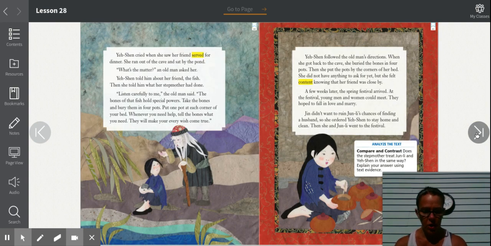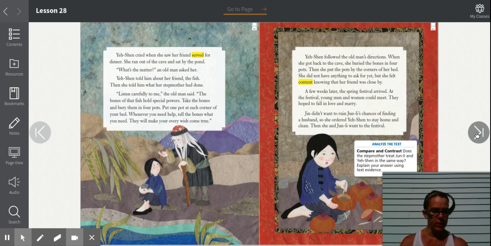Yeh-Shen cried when she saw her friend served for dinner. She ran out of the cave and sat by the pond. "What's the matter?" an old man asked her. Yeh-Shen told him about her friend the fish, then told him what her stepmother had done. "Listen carefully to me," the old man said. "The bones of that fish hold special powers. Take the bones and bury them in 4 pots. Put 1 pot at each corner of your bed. Whenever you need help, tell the bones what you need. They will make every wish come true."